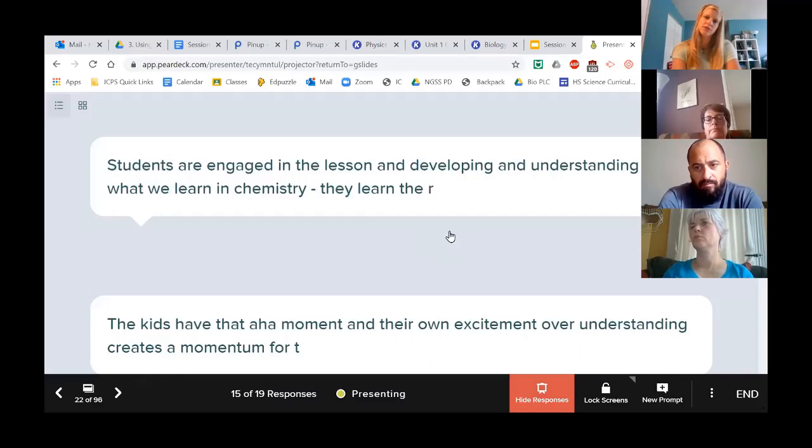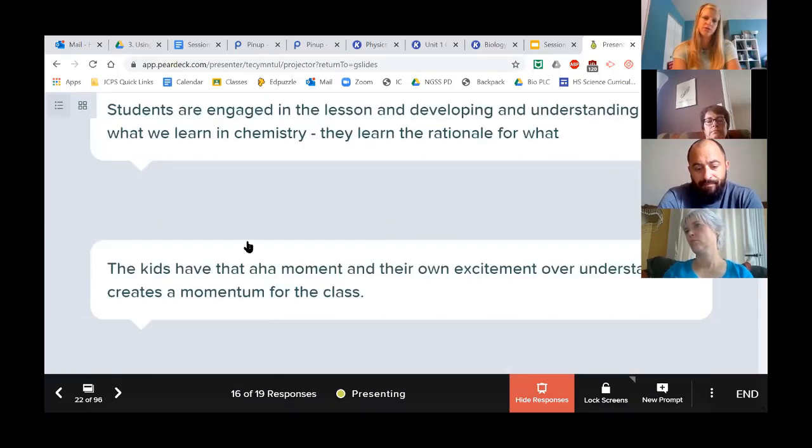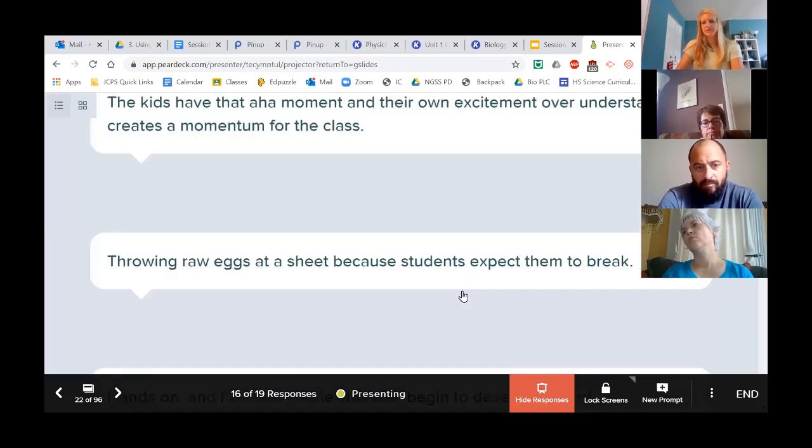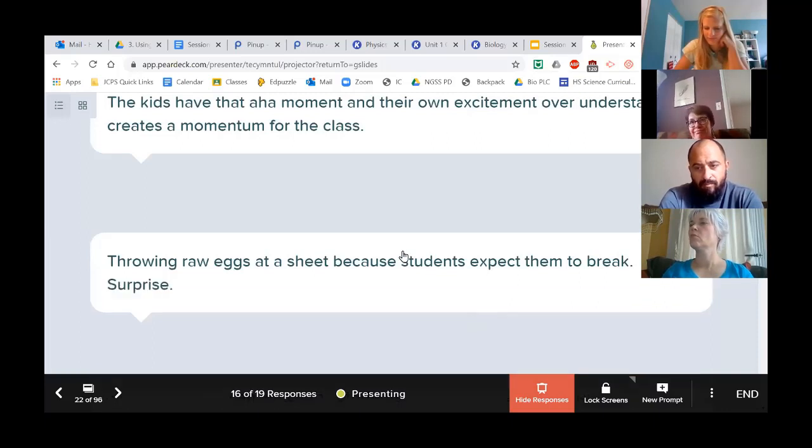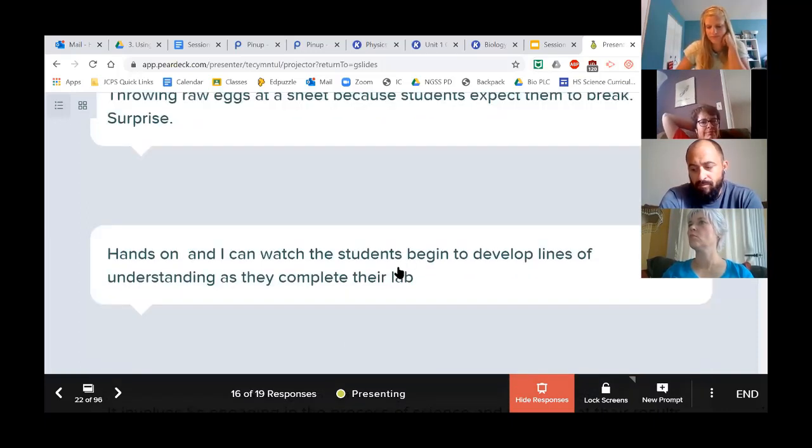All right, so what I'm seeing, students are engaged in the lesson and developing an understanding for what we learn in chemistry. They learn the rationale for something. The kids have that aha moment on their own and their own excitement over understanding. That's awesome. Throwing raw eggs at a sheet because students expect them to break. So it's kind of contradicting their previous knowledge, which is awesome.